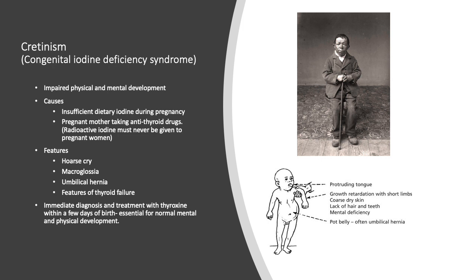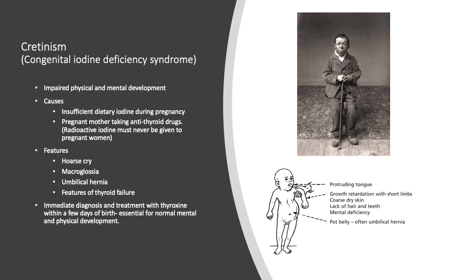This is why propylthiouracil is given as antithyroid drug during pregnancy, especially in first trimester, as propylthiouracil has less chance of crossing the placental barrier. At the same time, the radioactive iodine should not be given to pregnant women. If this condition is not detected during birth, the infant will develop impaired physical and mental development.